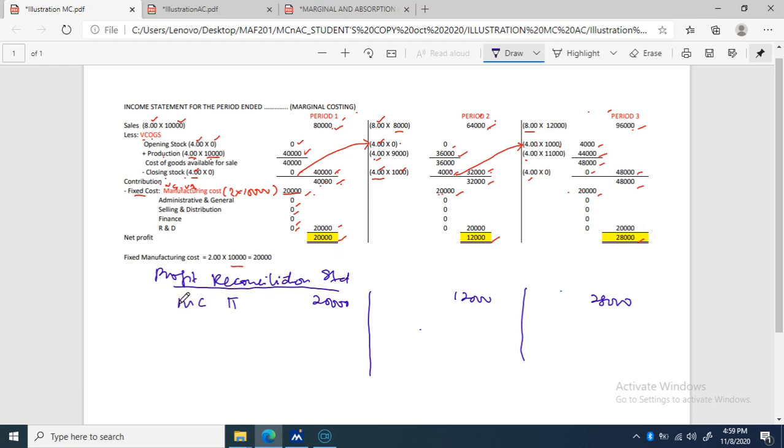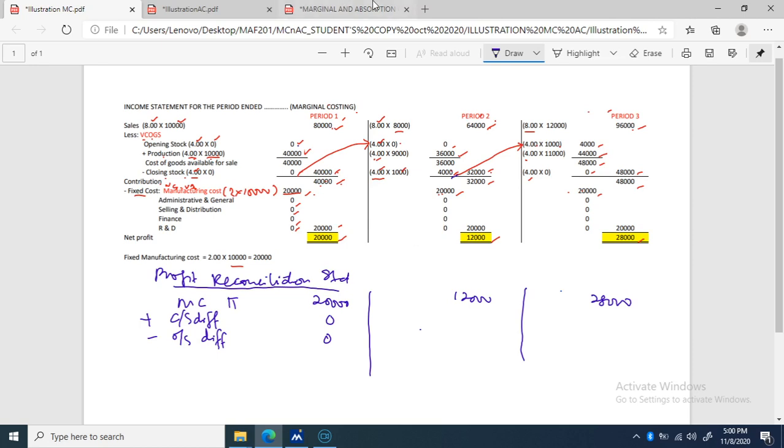So now we plus the closing stock difference. How to get the closing stock difference? We refer to period 1. We have 0 closing stock. Minus opening stock difference. Opening stock is also 0. So we refer to period 2. How much is the closing stock? 4,000 for marginal costing.